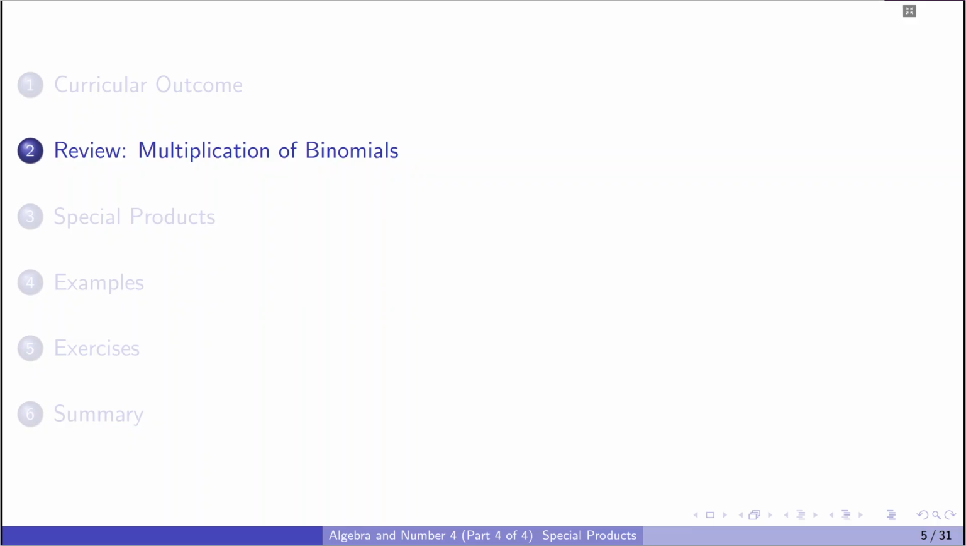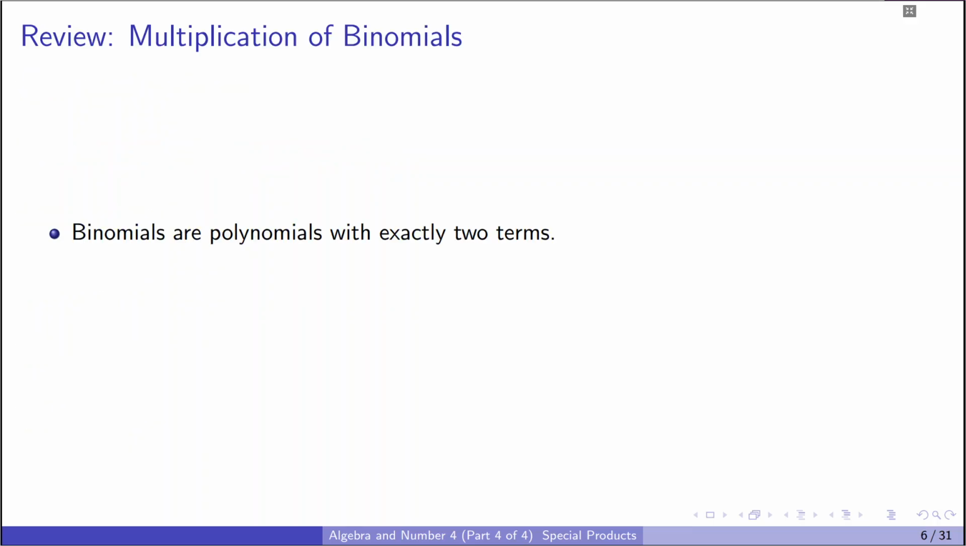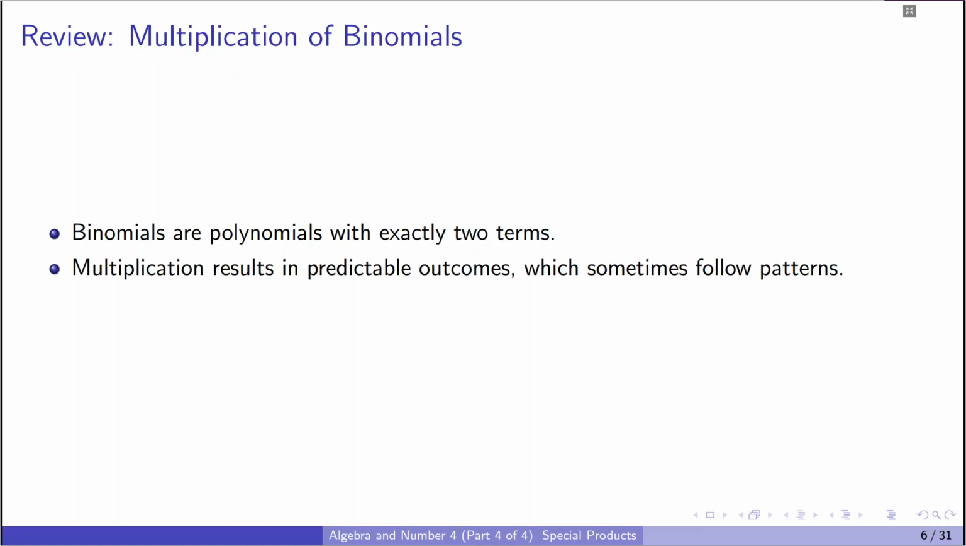Our review of multiplication of binomials. Binomials are polynomials with exactly two terms. Multiplication results in predictable outcomes, which sometimes follow patterns. Work out the patterns: they are powers of 11 sometimes. 11, 121, 1331. You'll see patterns emerge there too.